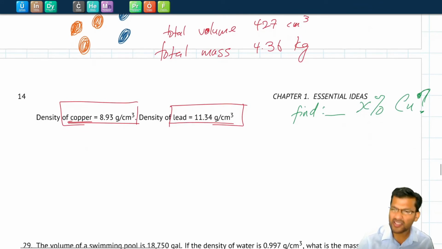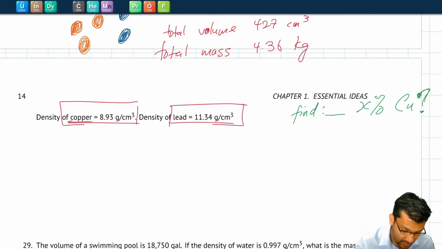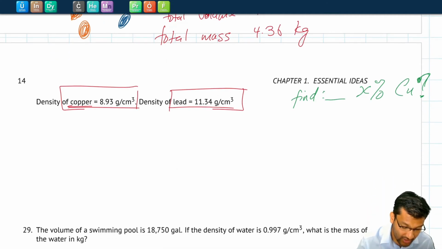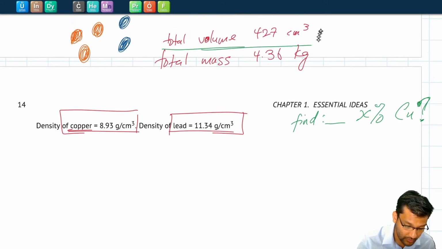So let's just, for this example, use a strategy to look at the most obvious answers. Let's figure out what the mass should be if there's 0% copper and 100% lead, or vice versa: if it's 100% copper and 0% lead. So if we have 100% copper, then all of the volume would be copper.